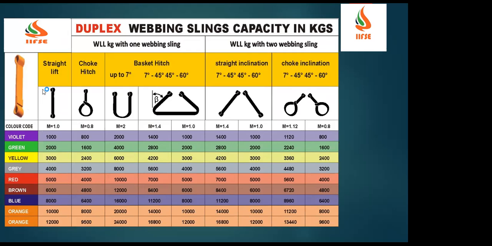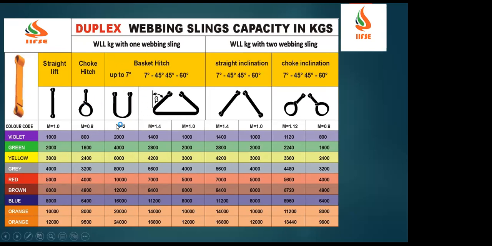This is a duplex web sling capacity. As I told you yesterday, these are the standard lifting capacities of these belts. There are multiple colors, and each color indicates a standard lifting capacity. If it is violet, it will lift a capacity of 1000 kgs in a straight line. If you are using a choke hitch, the choker method, it will reduce its capacity to 0.8. In the sense, 200 kilograms is reduced from its lifting capacity.